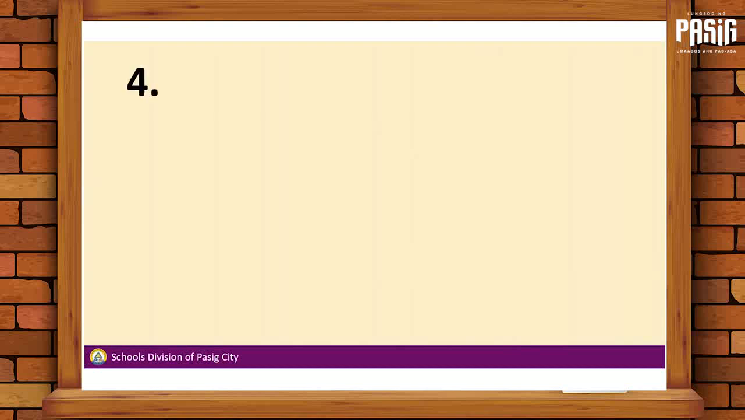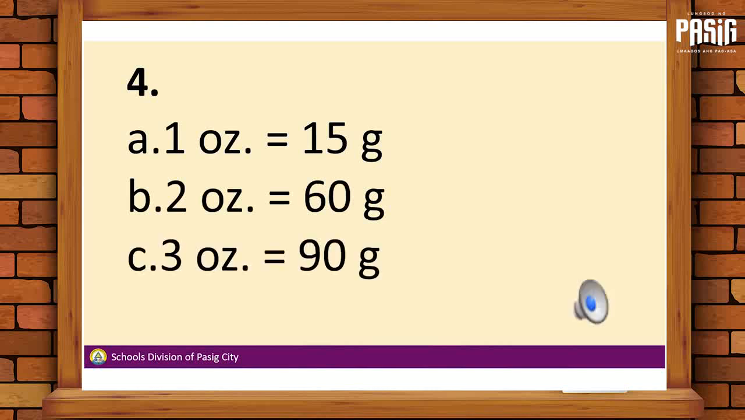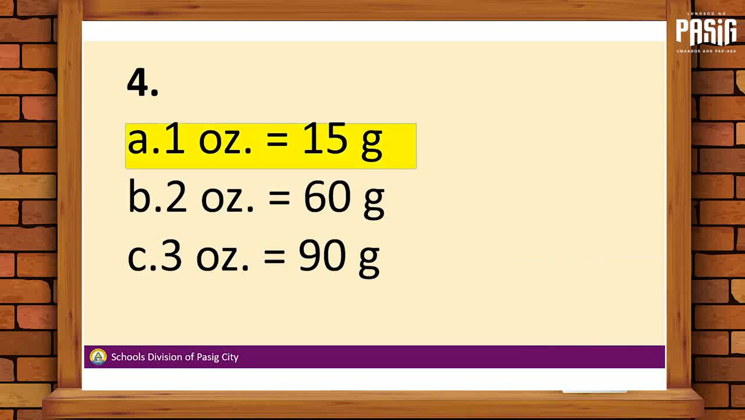Number 4. Is it A? 1 ounce is equivalent to 15 grams. B. 2 ounces is equivalent to 60 grams. Or C. 3 ounces is equivalent to 90 grams. The correct answer is letter A. 1 ounce is equivalent to 15 grams.